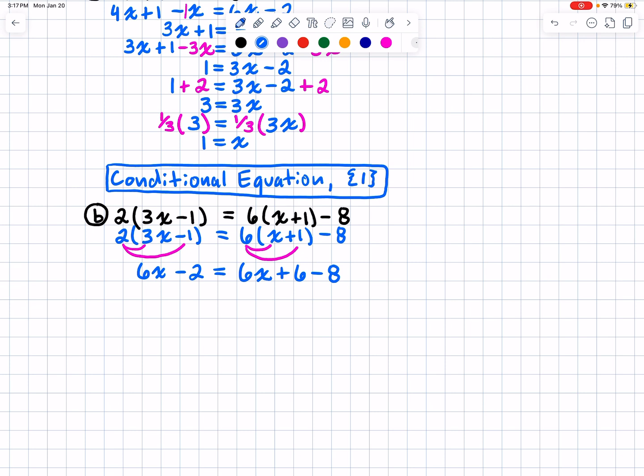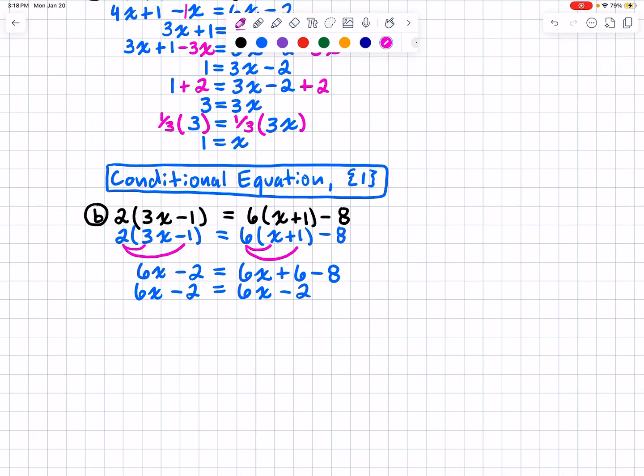And then we bring down that minus 8. Now on the right-hand side, we need to combine like terms. We don't need to do anything on the left, so we'll just rewrite that. 6x minus 2. And then on the right, we need to combine that positive 6 and negative 8. Positive 6 plus negative 8 is negative 2. So we will get 6x minus 2.